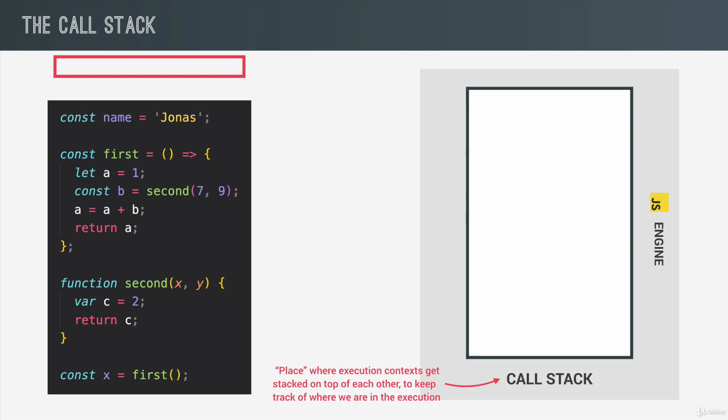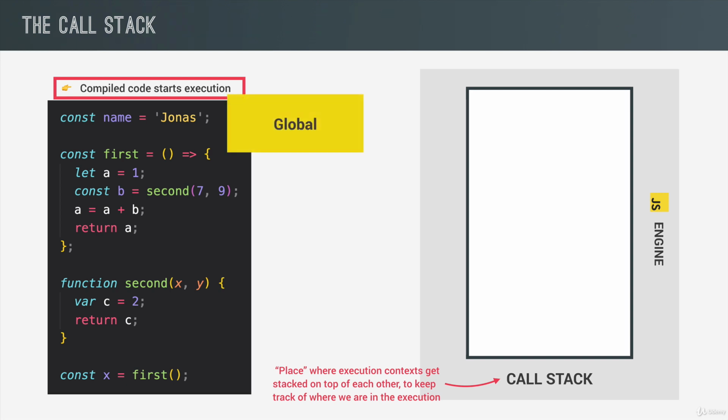So, once the code is compiled, top-level code will start execution. And then, as we learned in the beginning of the lecture, a global execution context will be created for the top-level code, right? So this is where all the code outside of any function will be executed.